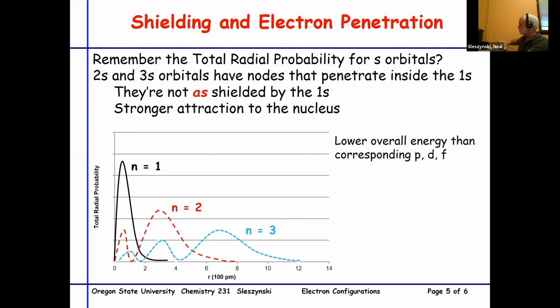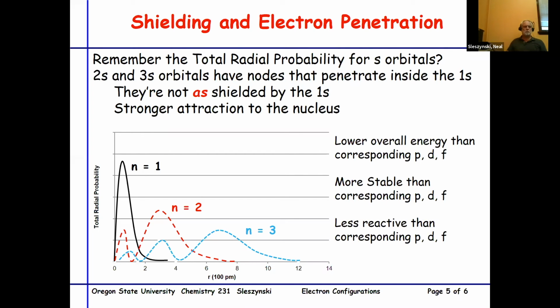Our s orbitals have lower overall energy than the corresponding p, d, and f orbitals with the same principal quantum numbers. That means they're more stable than the corresponding p, d, f orbitals when they have electrons in them, and less reactive than the corresponding p, d, and f orbitals.